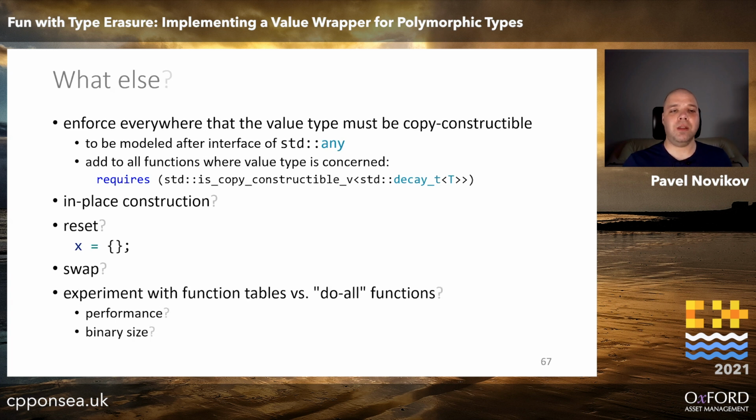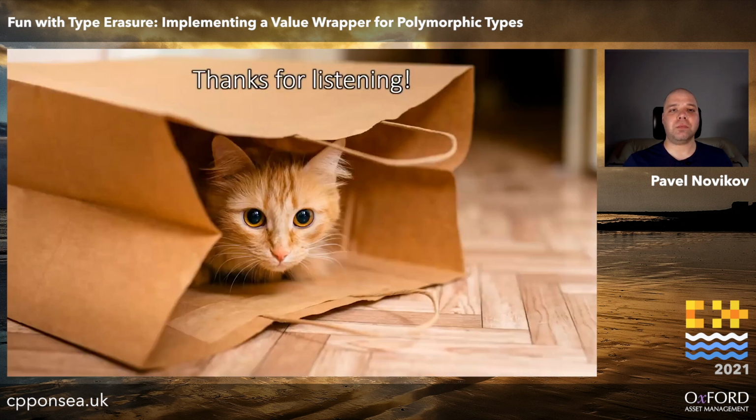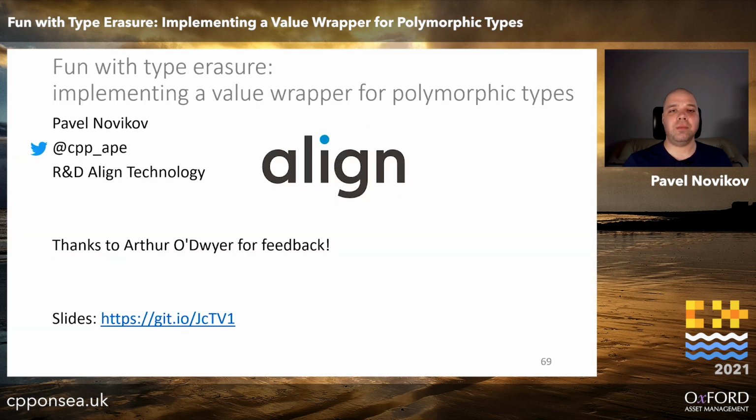And the most interesting question is, should we use function tables or pointers to function tables, or should we use so-called do-all functions like libstdc++ and libc++? What are the performance trade-offs and what are the binary size trade-offs in this case? I haven't had time to investigate it, so it's an open question for now. And this is it. Thanks for listening.